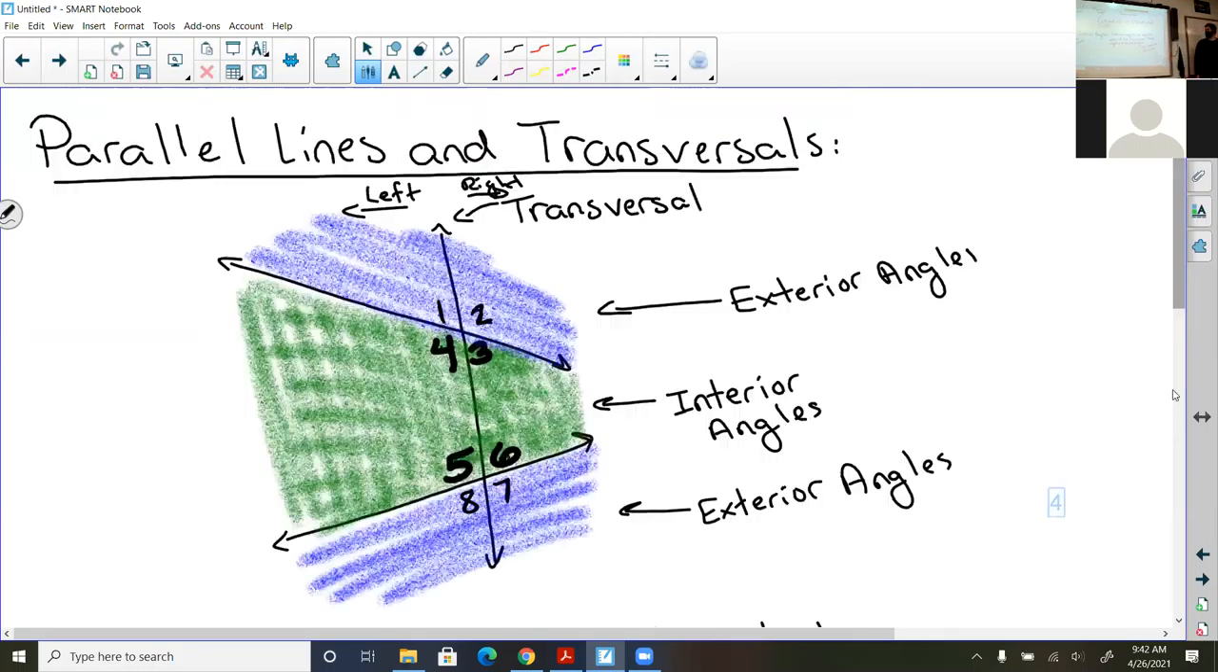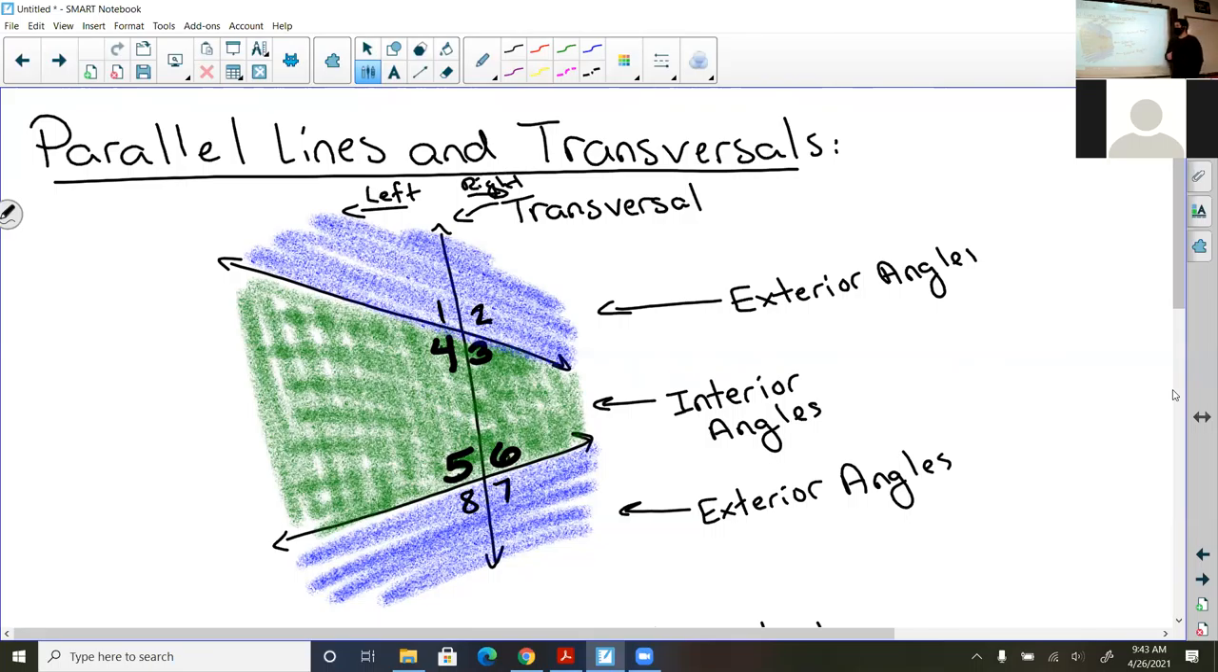So from my picture, which ones are interior? Again, 3, 4, 5, and 6 are our interior angles. Ones that are on opposite sides: 4 and 3 are on opposite sides of the transversal. 5 and 6 are on opposite sides of the transversal. 4 and 6 are on opposite sides of the transversal, and 3 and 5 are on opposite sides of the transversal. The second part is that the angles cannot be next to each other.